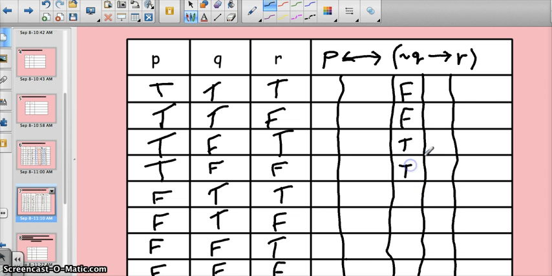And true. Continuing down, we're doing opposite of Q. This one would be false. This one would be false. And on the bottom two, since they're false over here on the Q's, the opposite of which is going to be true. That's a true. And that's a true. That's the opposite of Q.